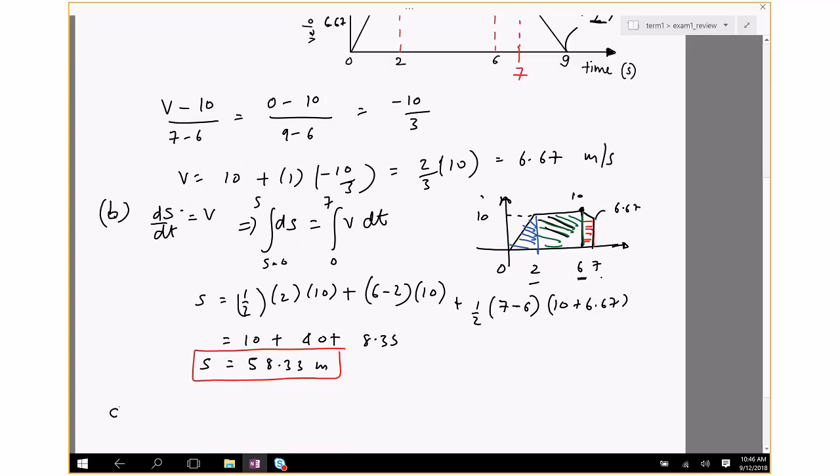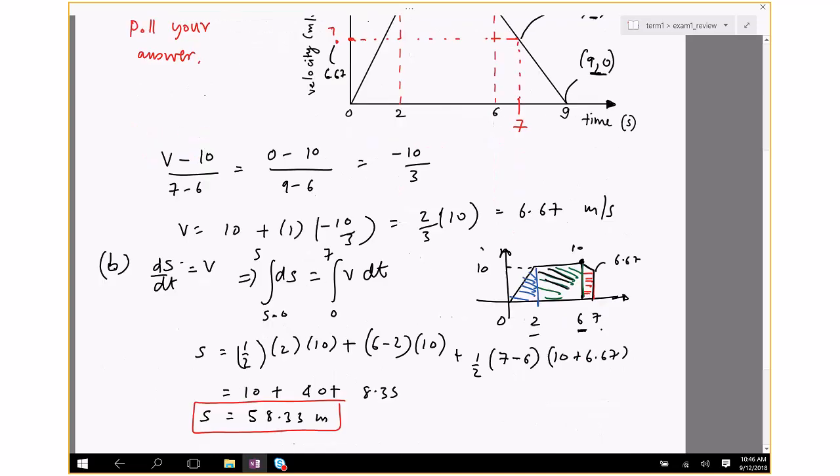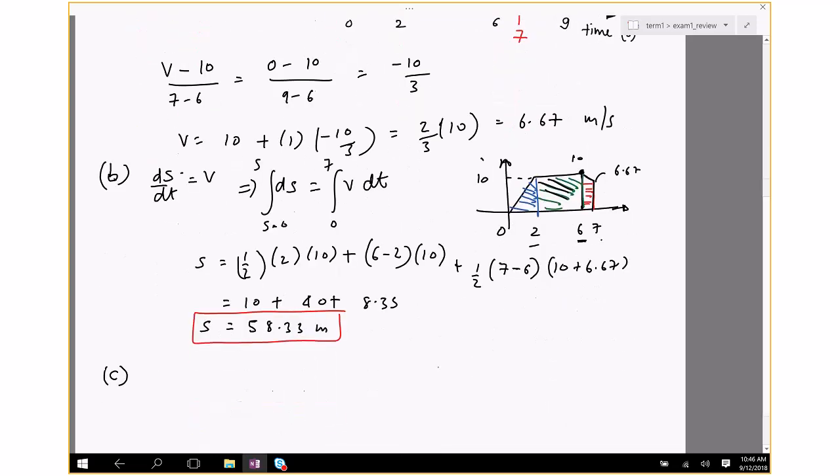Okay, and part C, draw the acceleration time plot. Why don't I leave it to you? I will post the answer with the AT plot, but I will leave that to you. So do it yourself and then check with the answers. I have 4 minutes, I'll go to the fourth question. So try yourself, I'll post this. Okay, any questions on A and B?